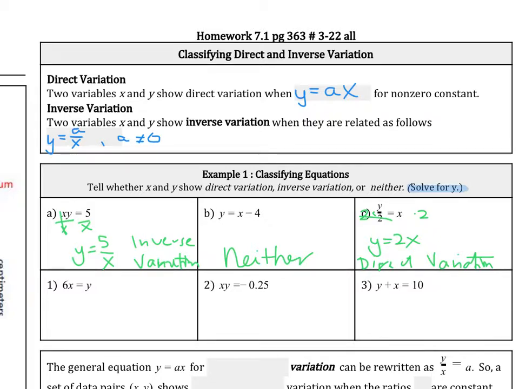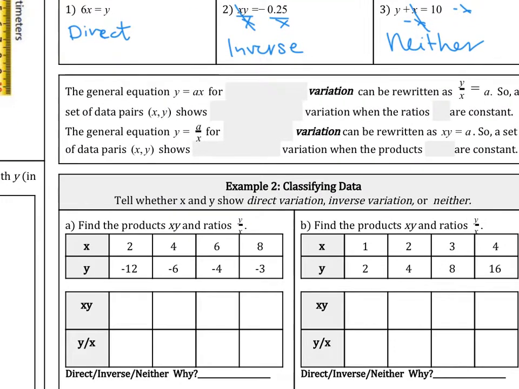Pause the video. And then when you come back, I'll have the answers. Okay, so if you try these out, number 1 would be direct, number 2 would be inverse, and number 3 would be neither. Okay, let's take a look at example 2 at the bottom.